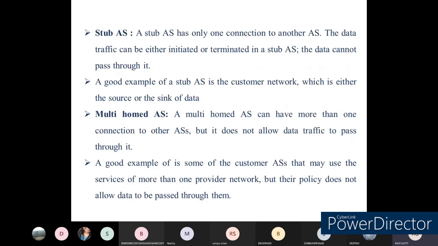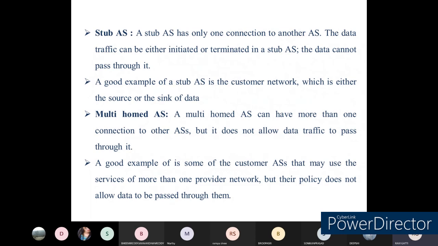So this is what it's all about, your autonomous system. When we talk about this autonomous system, we mainly do three important operations related to it. The first one we call a stub AES.